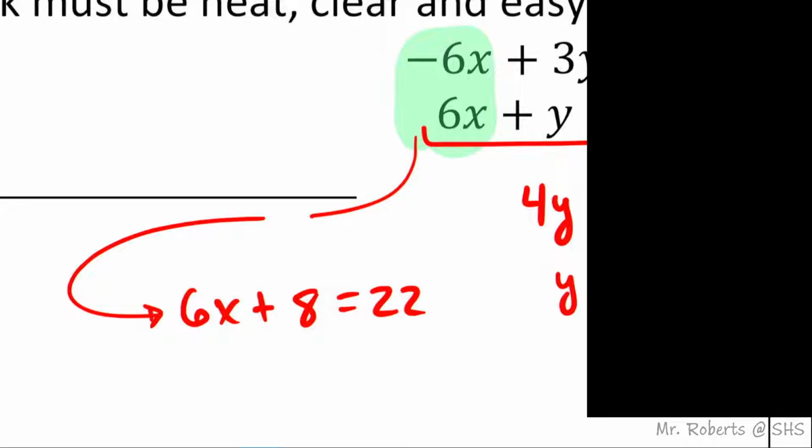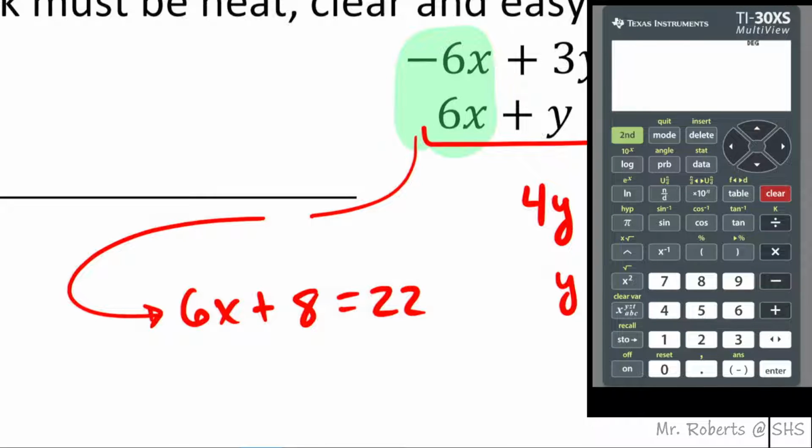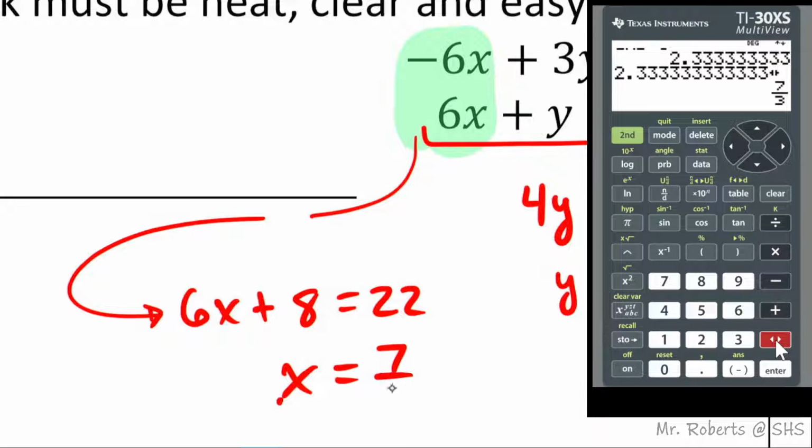If I grab my calculator, I'm going to take the 22, I'm going to subtract 8, that gives me 14, and I'm going to divide that by 6. When I do that, I get 2 2/3. And I'm going to ask my calculator to display this as a fraction, and it says it's 7/3. So I get that x is equal to 7/3. I think that's 14/6 also.